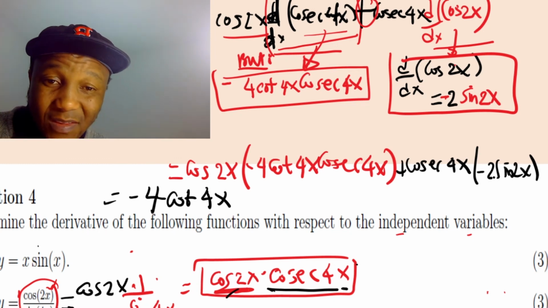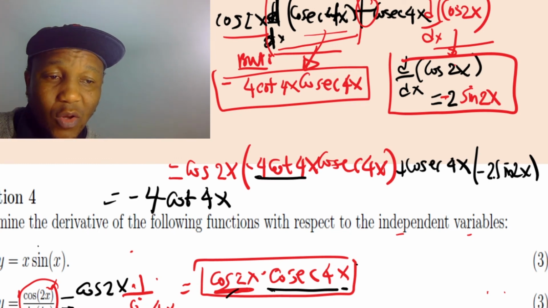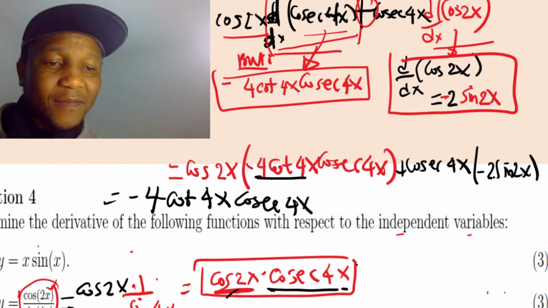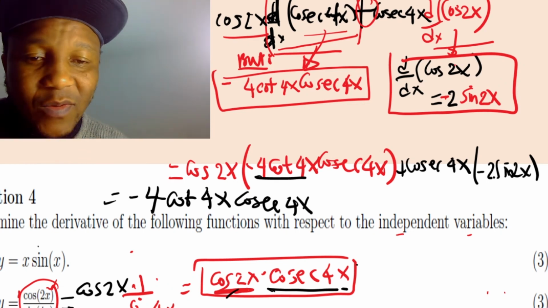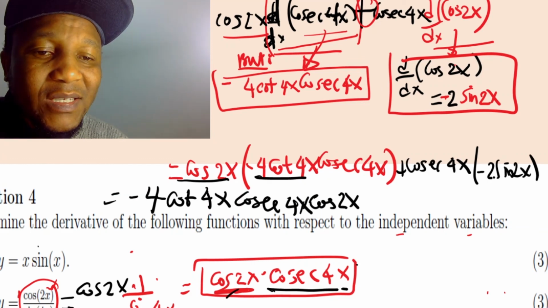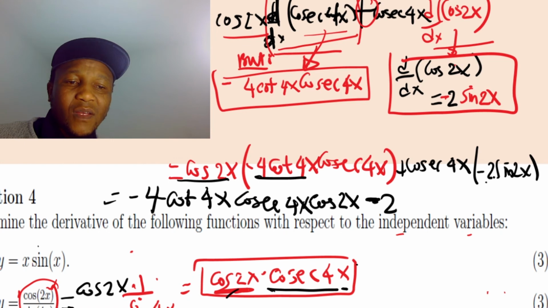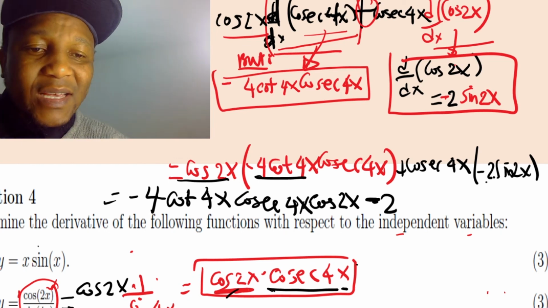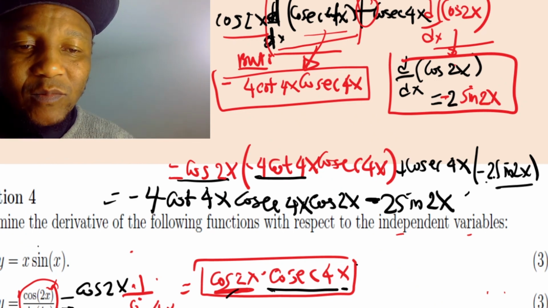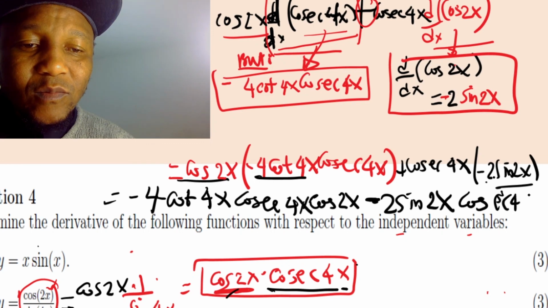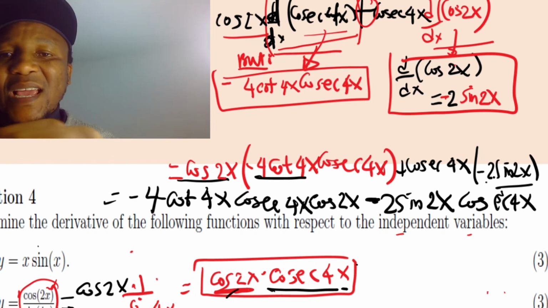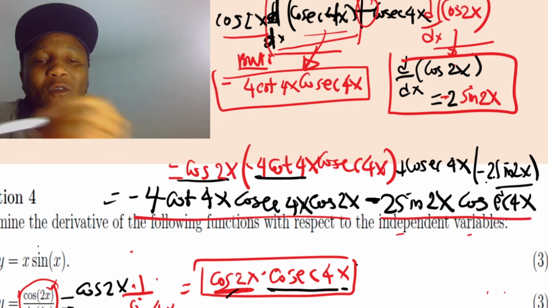Negative 4 cot 4x cosec 4x cos 2x, and there's a negative 2 here, so negative 2 sin 2x cosec 4x. That's all, and that's going to be our final answer. You can start either by writing this and then that, or vice versa.